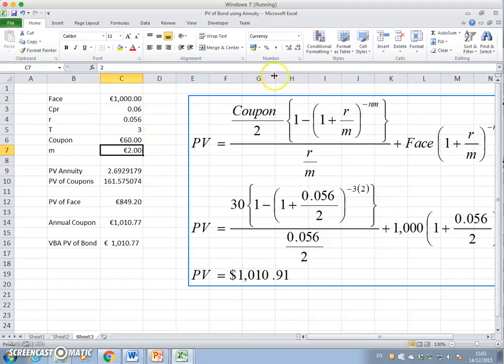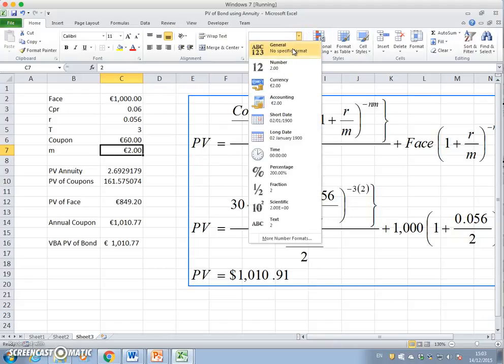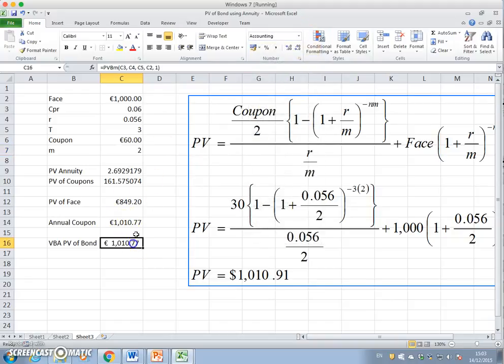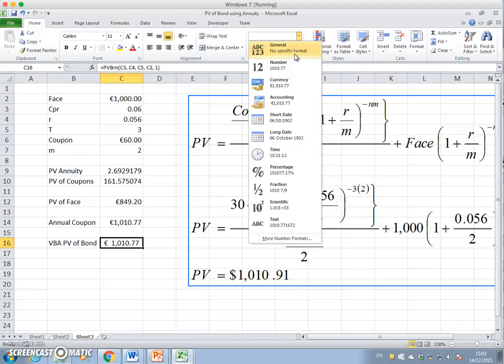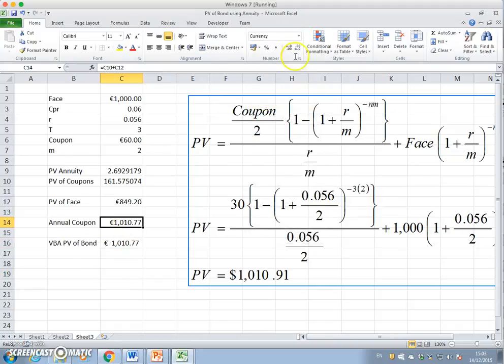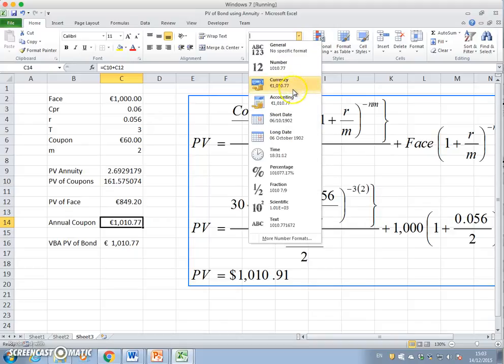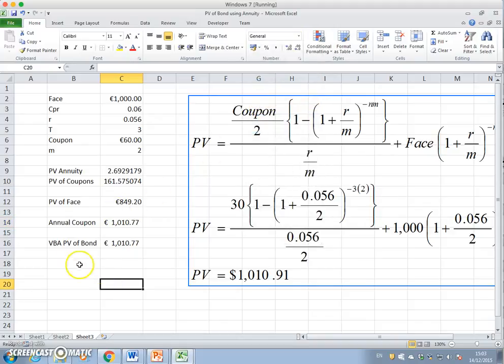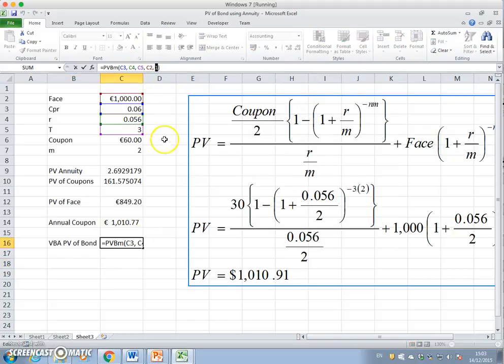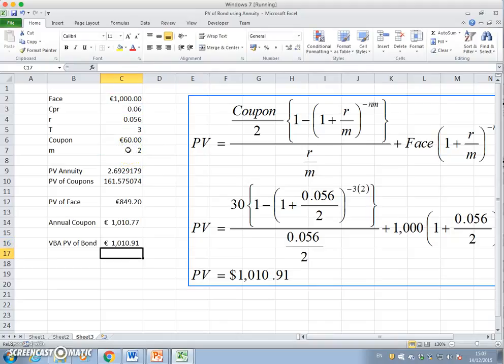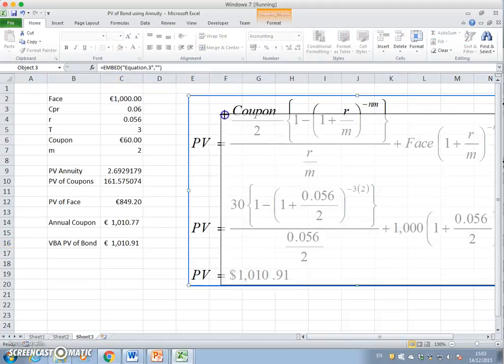Okay, and it's not a dollar, it's just a number, so general. And we can change that maybe back to general and then accounting. And this one to accounting. Okay, so to rerun our results, just change M to 1 or to 2. And the value here of the bond now corresponds to what we have here.